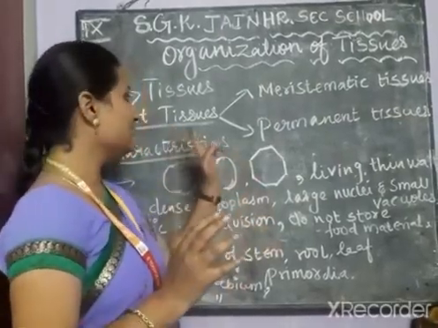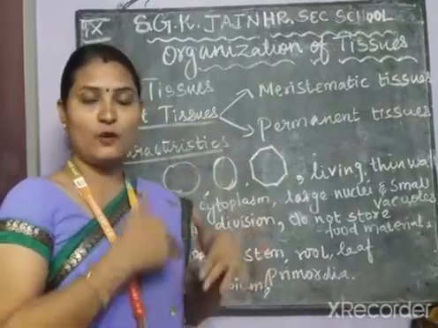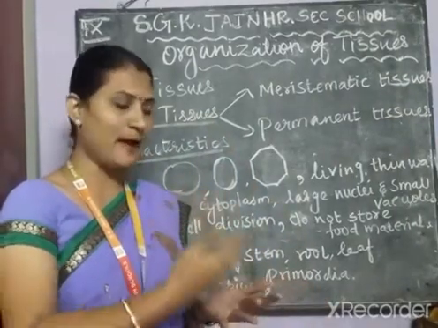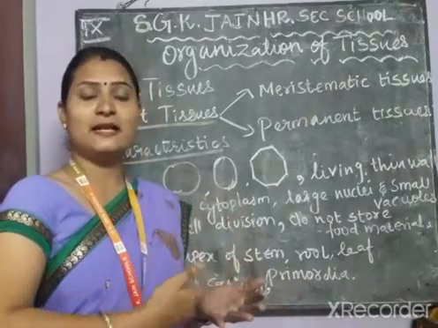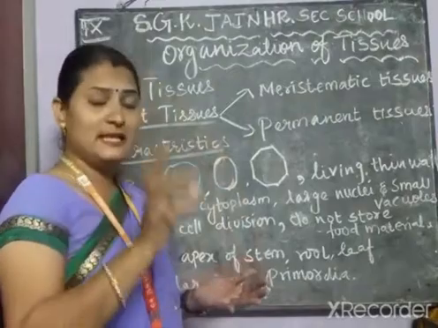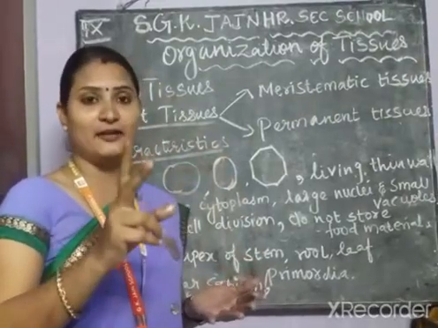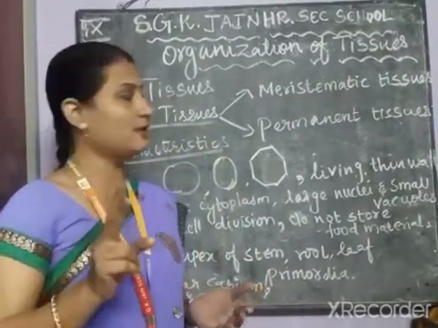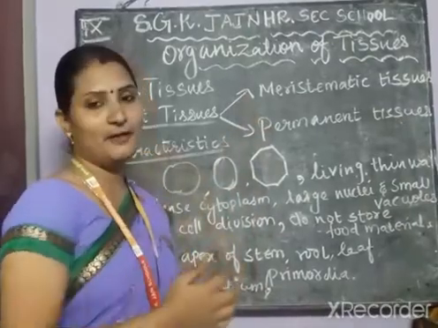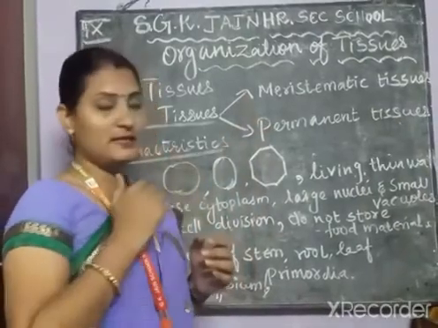So, plant tissues. I already told you about xylem, phloem, parenchyma, collenchyma. There are several kinds of tissues, but these plant tissues are classified into mainly two categories. One is meristematic tissues and another is permanent tissues. So what are meristematic tissues?